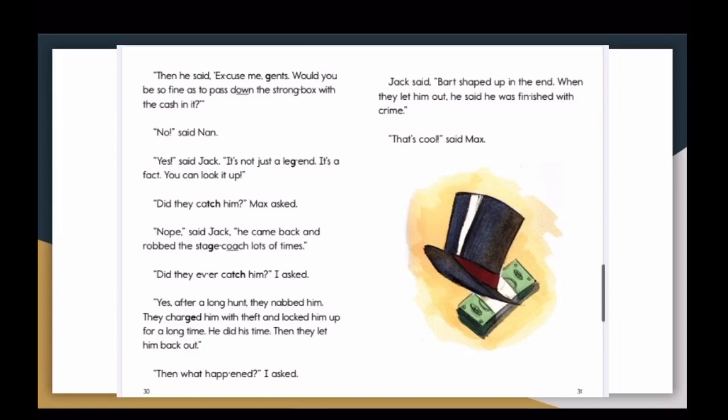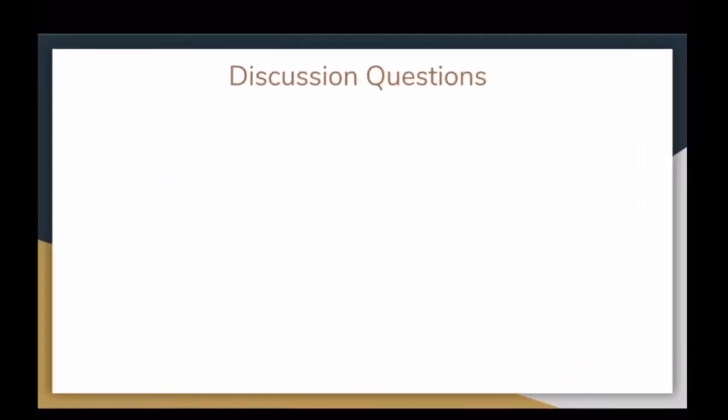"Then what happened?" I asked. Jack said Bart shaped up in the end. When they let him out, he said he was finished with crime. "That's cool," said Max.